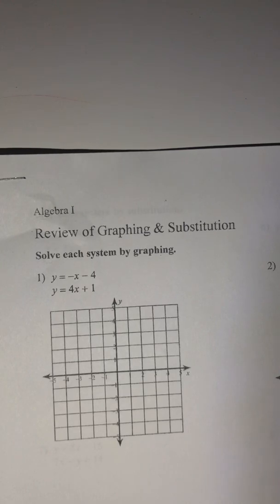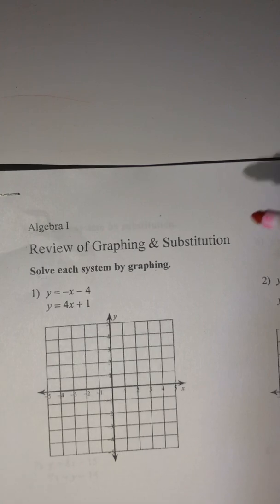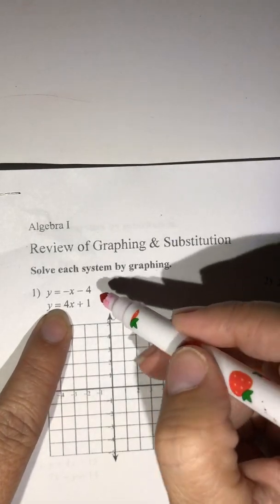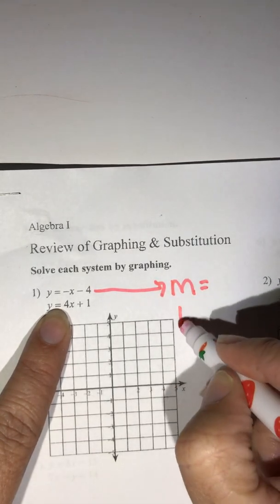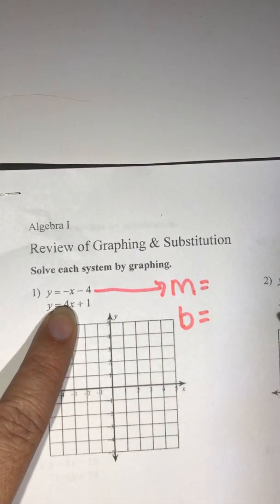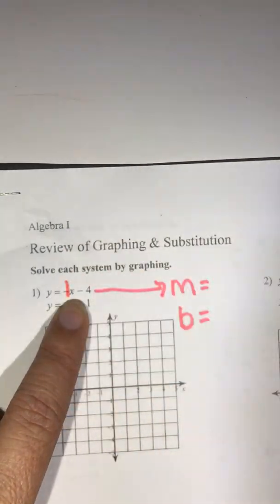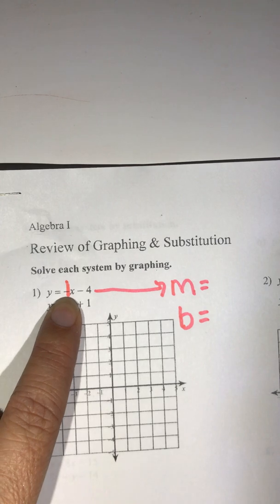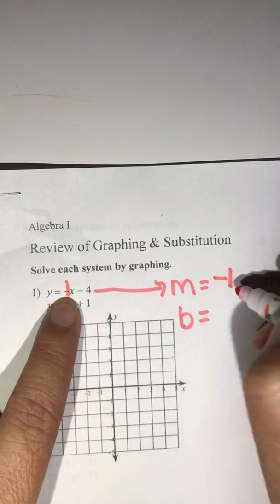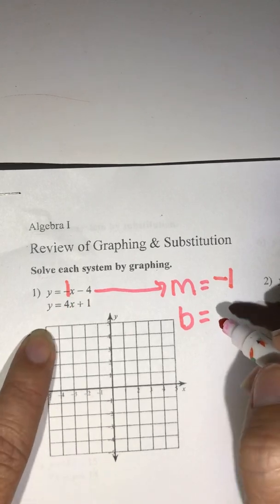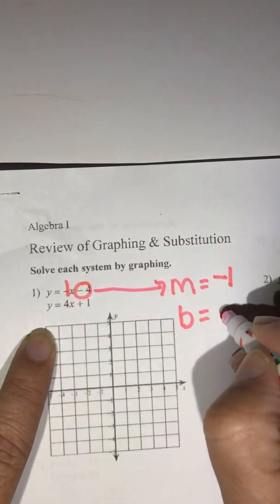Okay, today we're going to be reviewing graphing and substitution because our test is going to be on Monday. And when I look at this first equation, I'm going to identify my m, which is my slope, my b, which is my y-intercept. To do that, I'm looking at this equation and I gotta remember that there's an understood 1 right there. So my slope is the number in front of the x, so it's a -1. And my b, the sign goes with it, so that one is a -4.